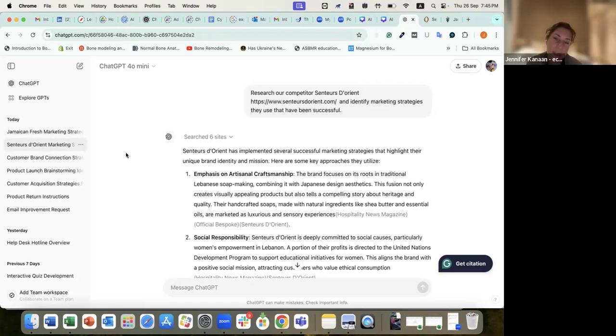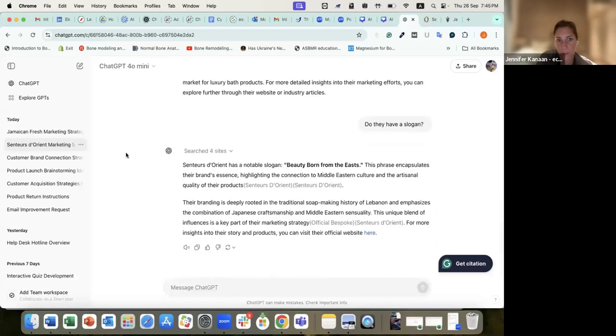Actually, here it has no way of knowing if it has been successful, but these are probably the key things found in third-party websites or interviews about Centre d'Orient. Anyone else?